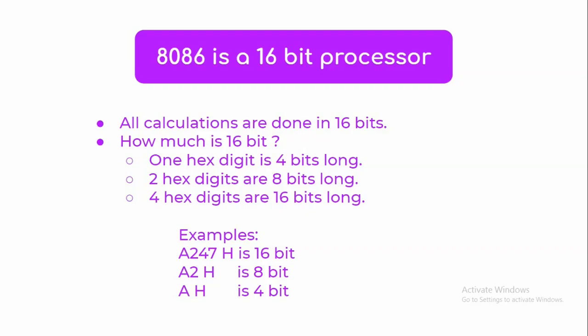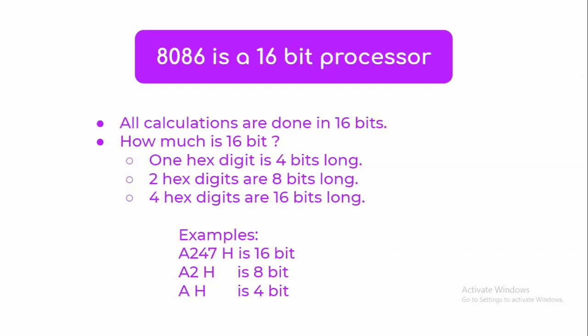For example, say A247H. The H is there to show that it's a hexadecimal number. So A247 is 16 bits, A2 is 8 bits, and only A is 4 bits.